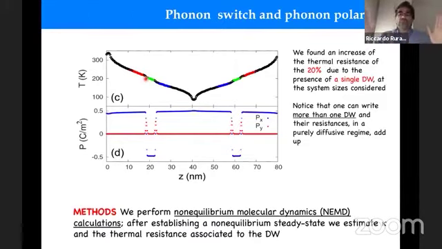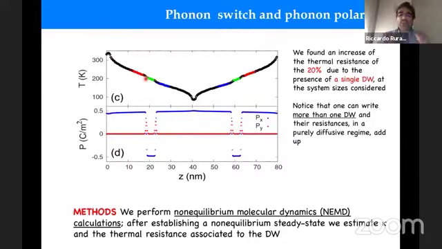But if they are very separate, you have a lot of material between the two domain walls, so the relative weight of the thermal boundary resistance on the overall thermal resistance is going to be lower, and so your thermal switch is not going to be very effective. And so you have to play a little bit with these two variables.